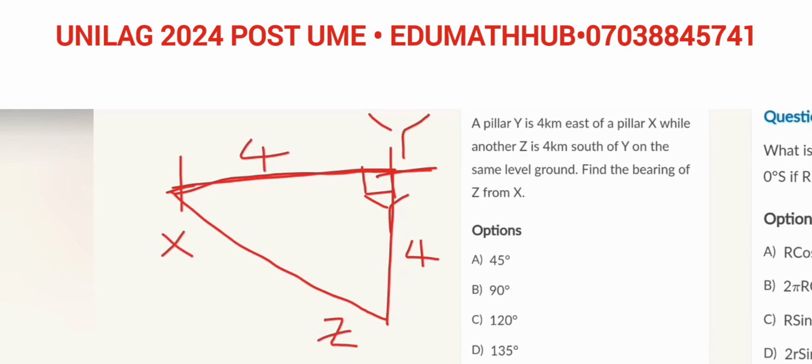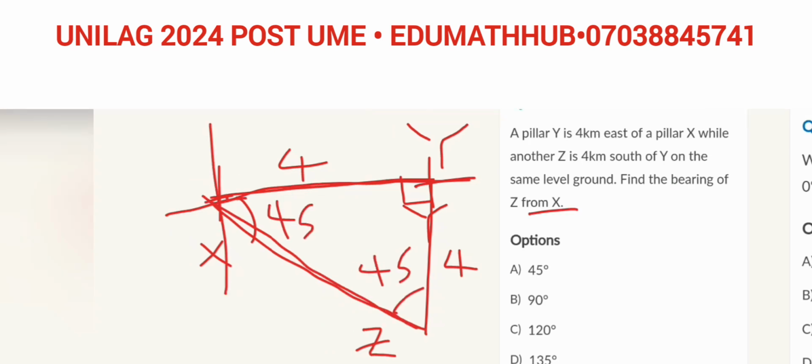Anytime you have a right angle triangle like this with equal sides for the opposite and the adjacent, the angles there will be 45 degrees. So the angle here is 45, and the angle here too will be 45 degrees. To get the required bearing, you need to follow the question. You have to find the bearing of Z from X.